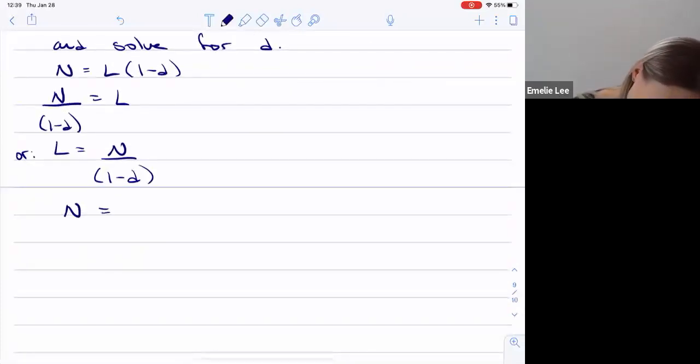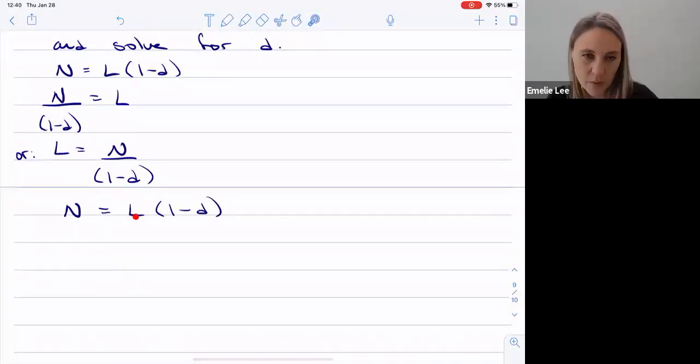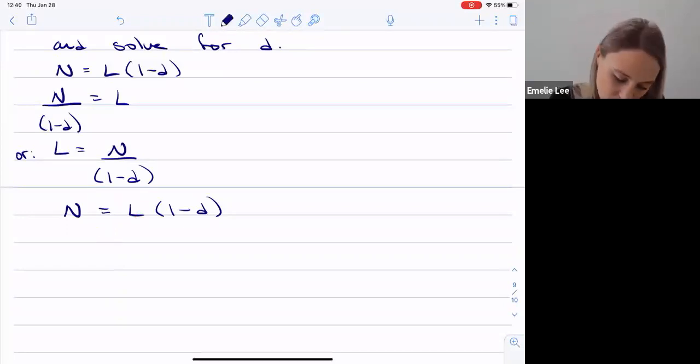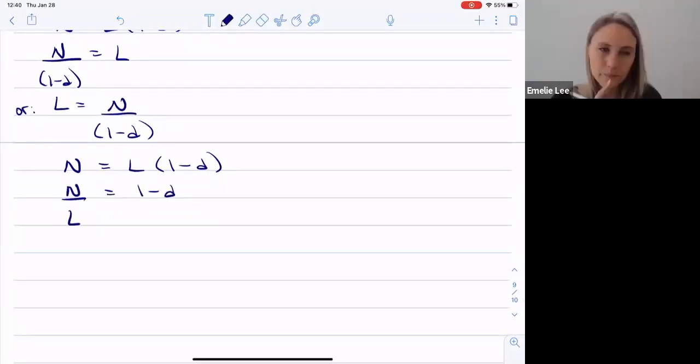I'll start at N equals L times 1 minus D again. And I'm trying to get D on its own. So what I need to do is divide both sides by L to kind of shake out that 1 minus D. So what I get is N divided by L is 1 minus D.